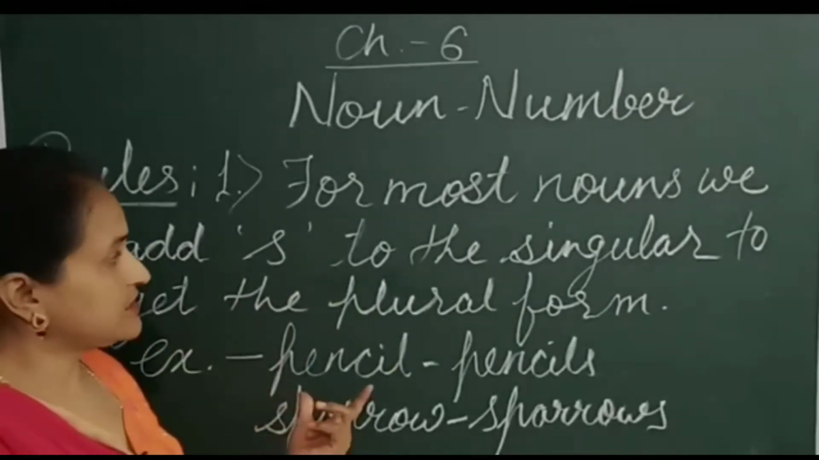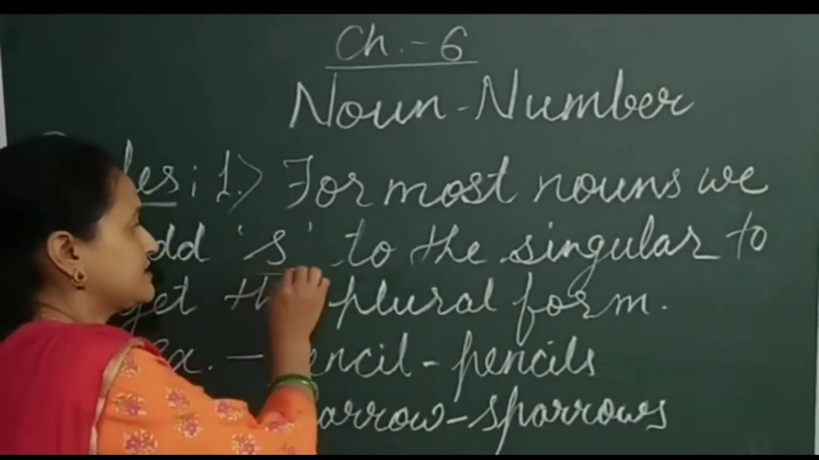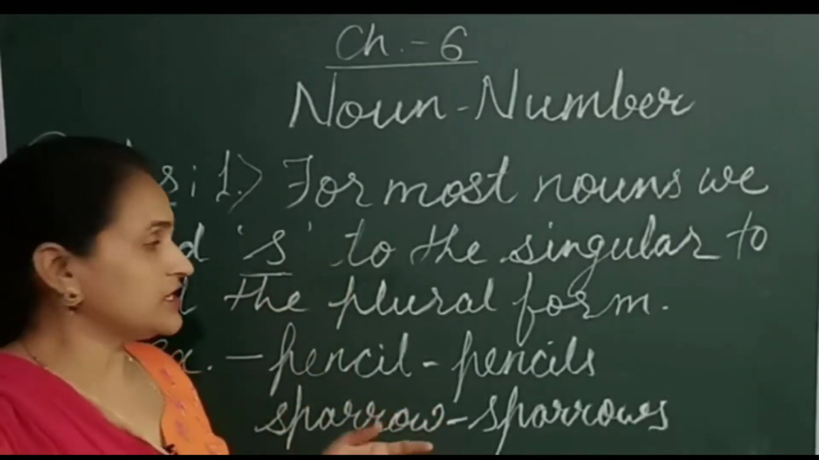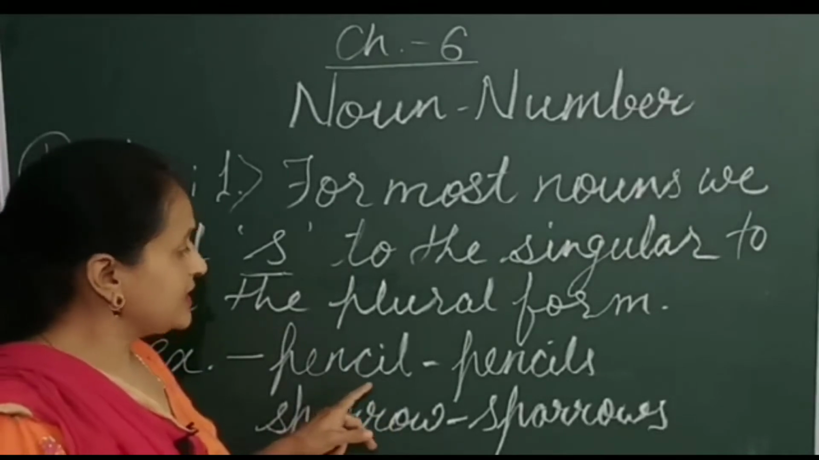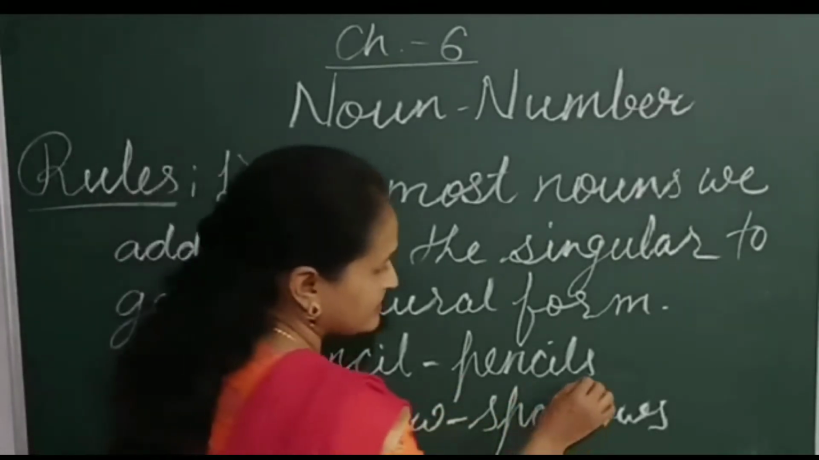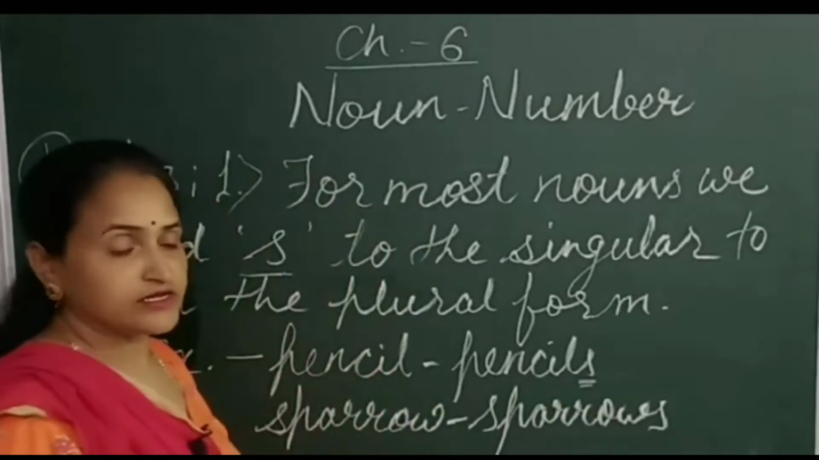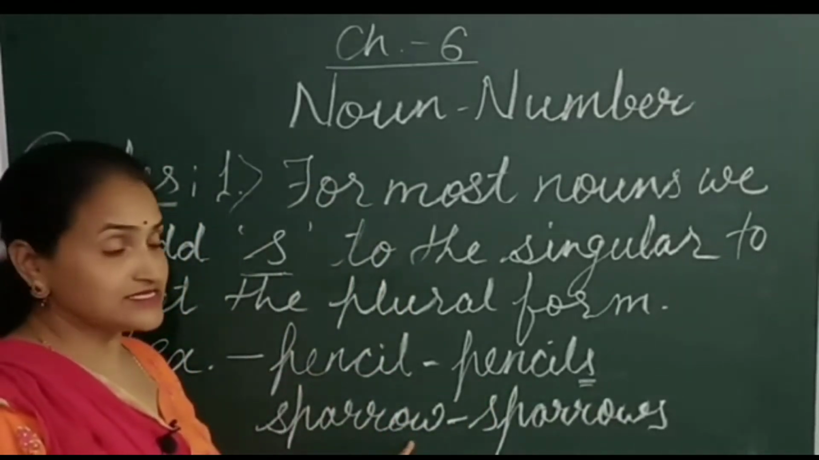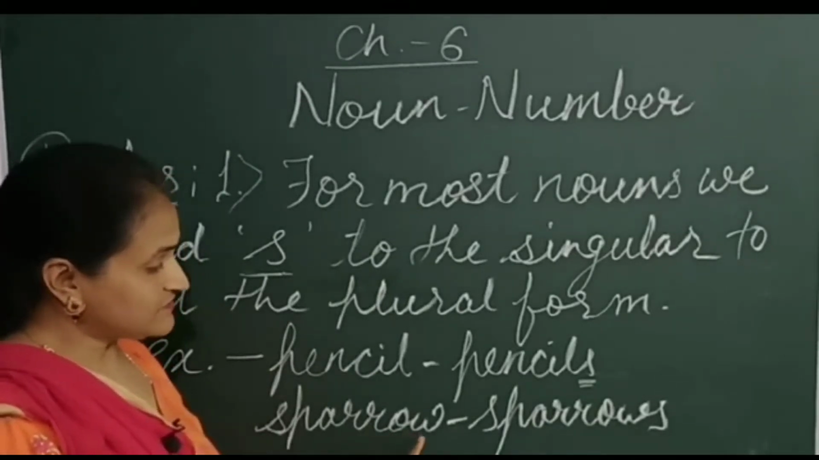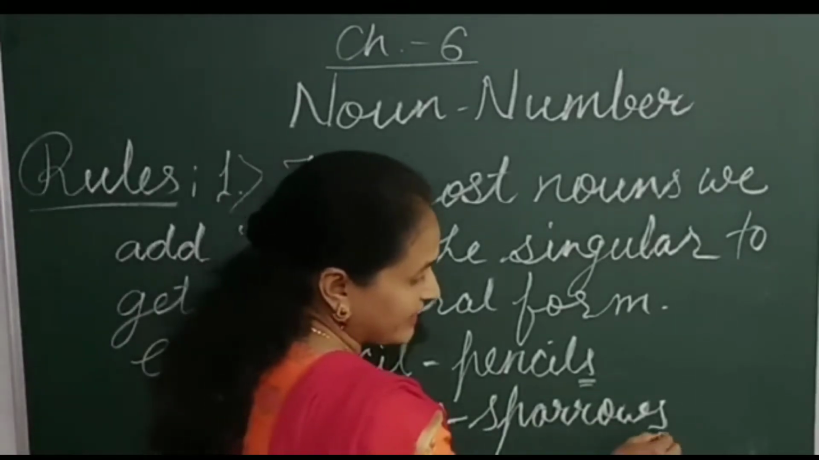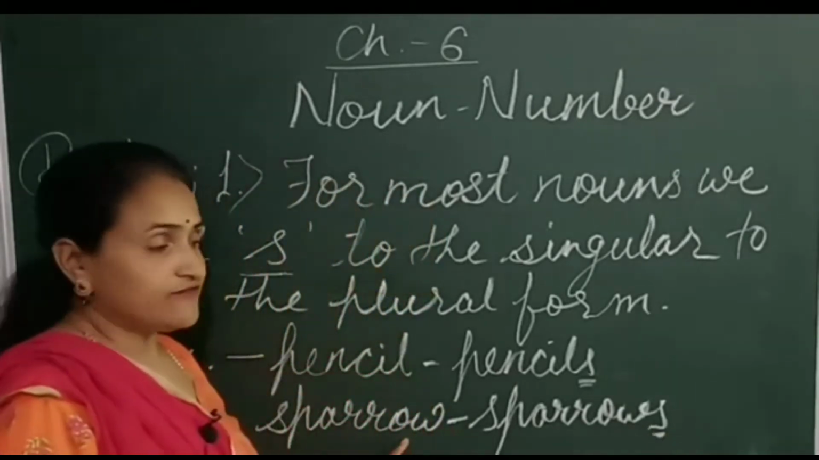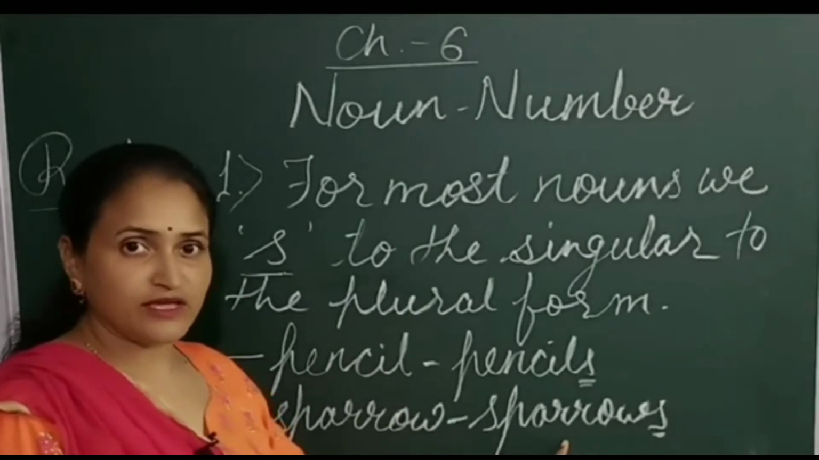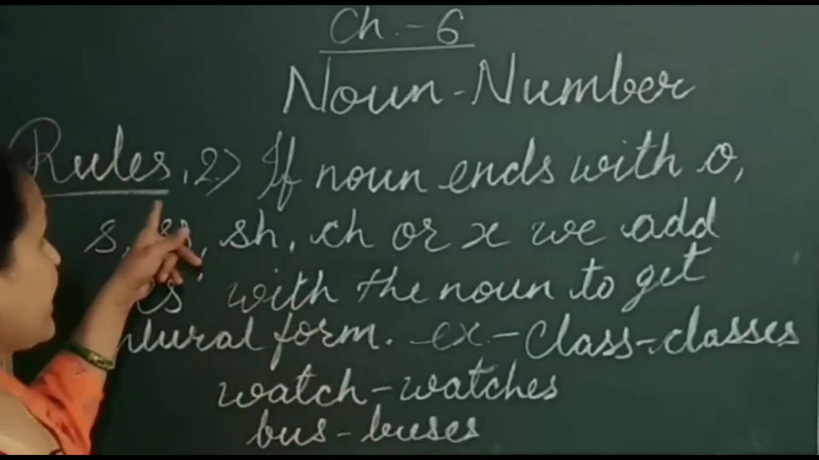It means we add s with the noun to make its plural with most of the nouns. For example, pencil. With this word we are using the letter s and making its plural. So it will become pencils. Next, sparrow. It is the name of a bird. So with this word sparrow we are adding a letter s and it will become the plural of sparrow, that is sparrows.